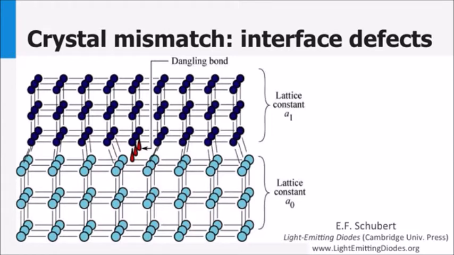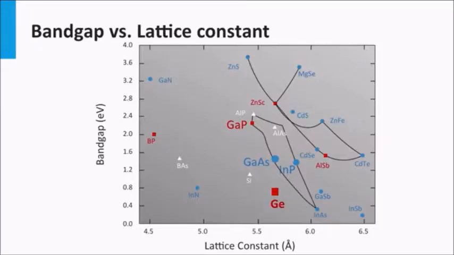This means that interfaces between these materials show a mismatch. Not every valence electron is able to make a bond with a neighbor. However, the triple junction I have introduced earlier, based on gallium indium phosphide, gallium arsenide and germanium, is a lattice-matched solar cell. What do I mean with that? Let's look again at the phase diagram of semiconductors where the band gap is plotted versus the lattice constant.